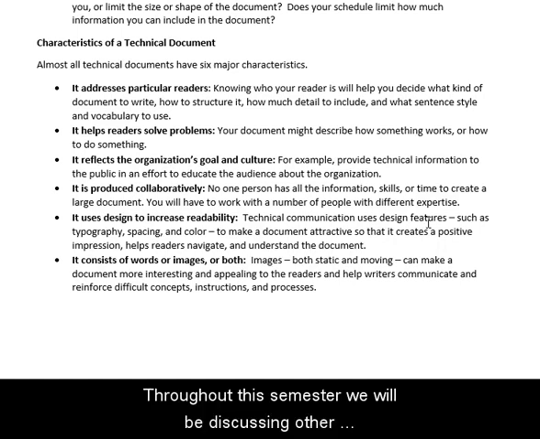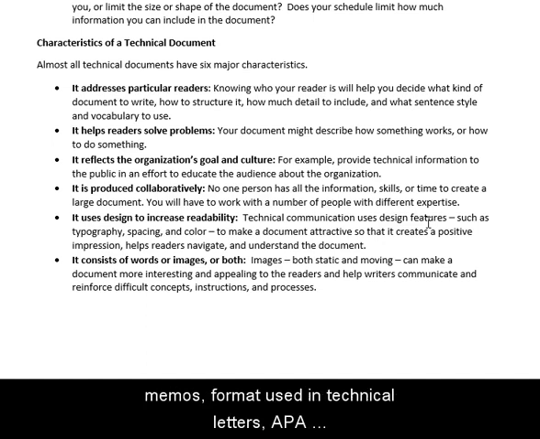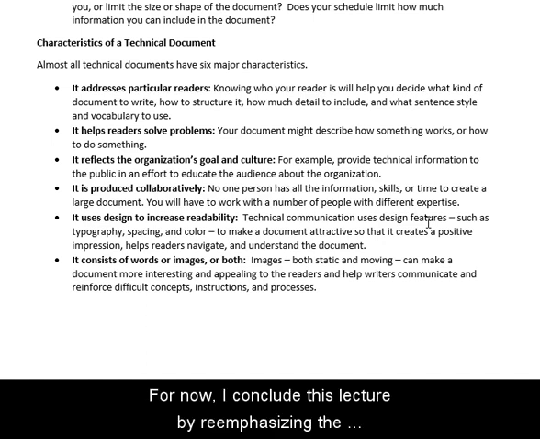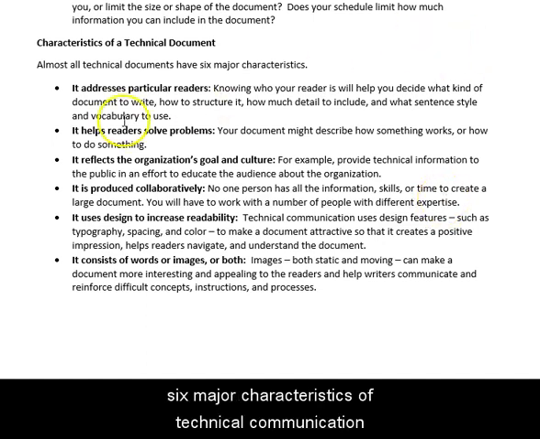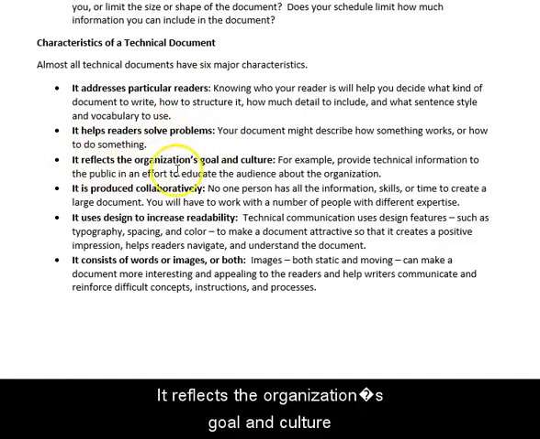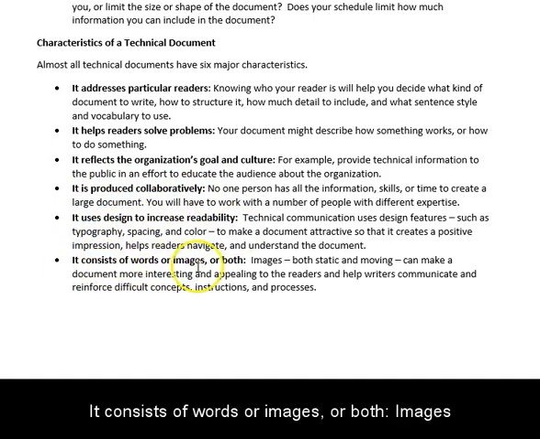Throughout this semester, you will be discussing other formats such as full block format, format used for memos, formats used in technical letters, APA formatting, and so on. For now, I conclude this lecture by re-emphasizing the 6 major characteristics of technical communication. It addresses particular readers. It helps readers solve problems. It reflects the organization's goal and culture. It is produced collaboratively. It uses design to increase readability. It consists of words or images or both.